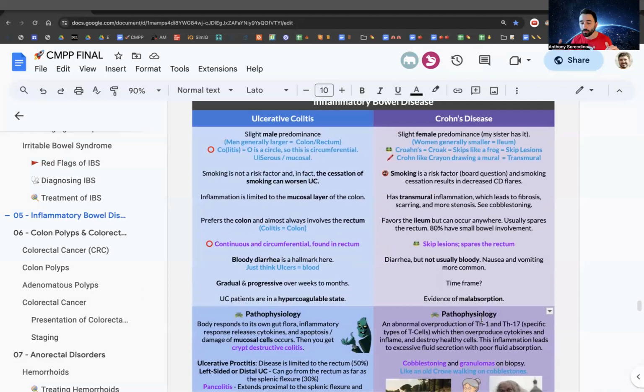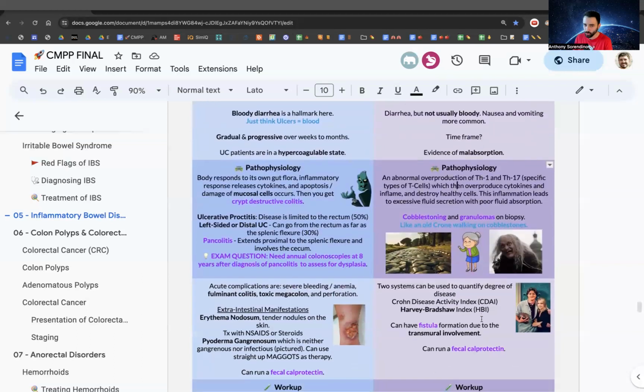Bloody diarrhea is a hallmark of ulcerative colitis. Think ulcers, blood. You do get diarrhea in Crohn's, but it's not usually bloody. You're going to get more nausea and vomiting. Again, the ileum, small intestines, you're going to have more coming out the front, so think of nausea and vomiting more associated with Crohn's. Ulcerative colitis is going to be more gradual and progressive. They didn't not mention that for Crohn's, but the big thing here for ulcerative colitis is that patients are in a hypercoagulable state. Colitis, CO again, so coagulable. I guess you can remember that. And in Crohn's disease, you're going to have evidence of malabsorption, however you want to remember that.